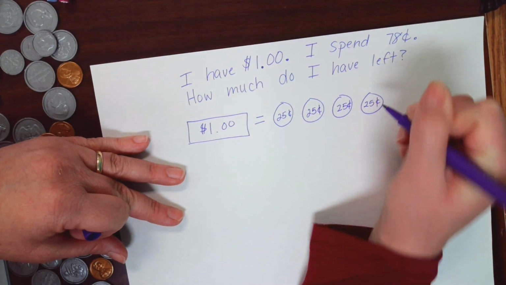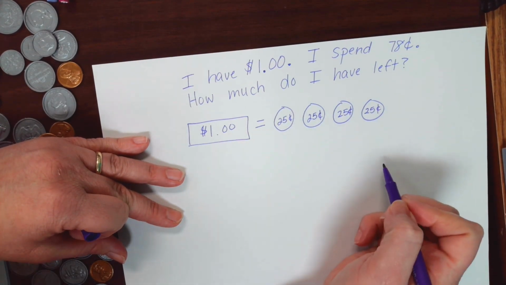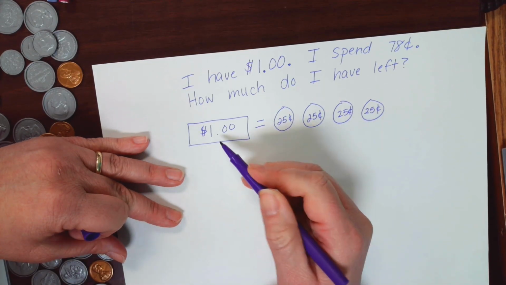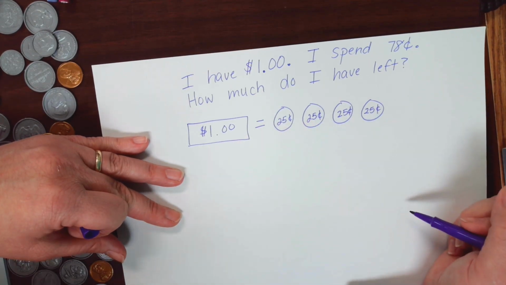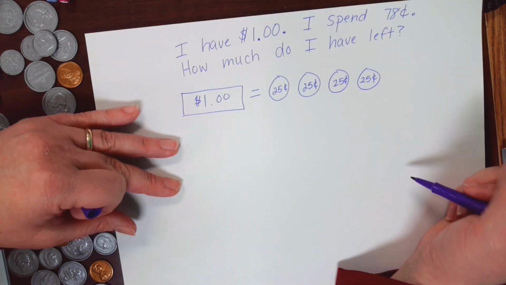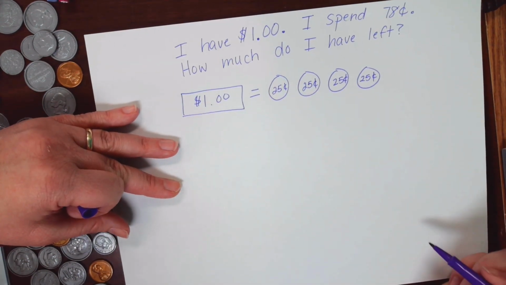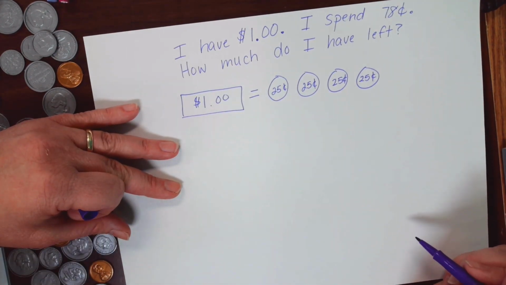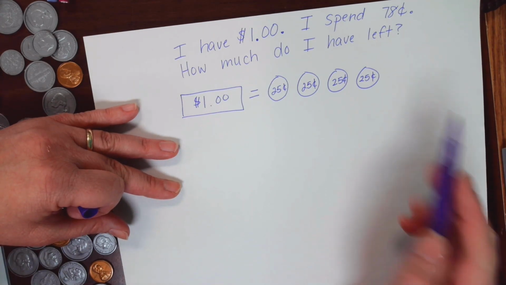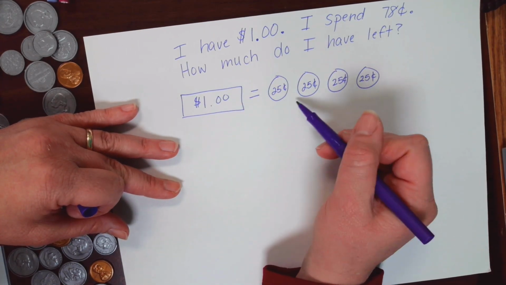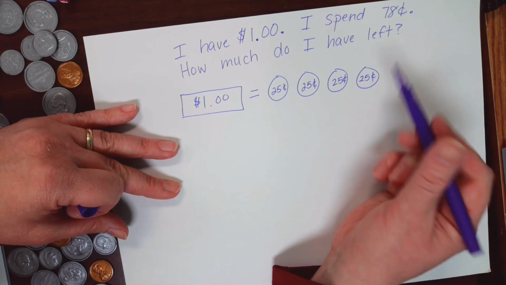Or I also know $1 equals 10 dimes. And I also know $1 equals 20 nickels because that's back in our lessons. And I also know $1 equals 100 pennies, and I would not draw that. Nope, nope, nope. So I'm going to stick with $1 and I'm going to have 25 cents.